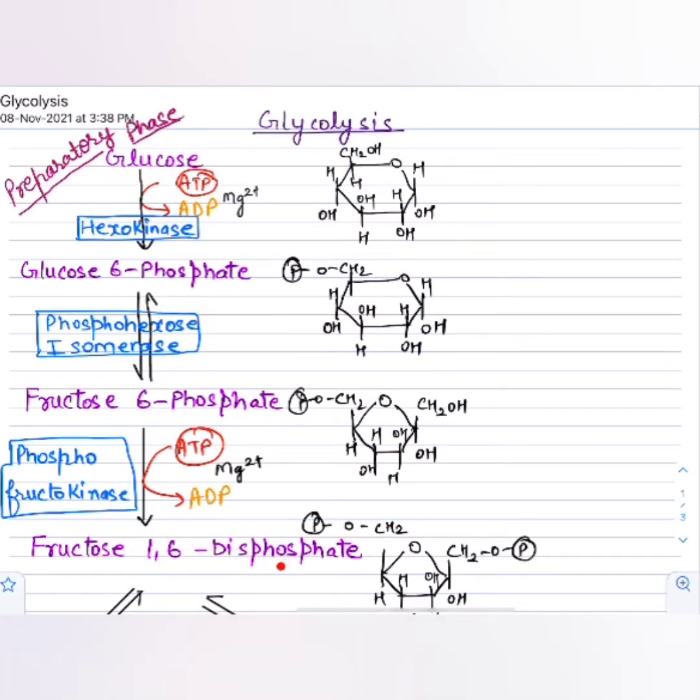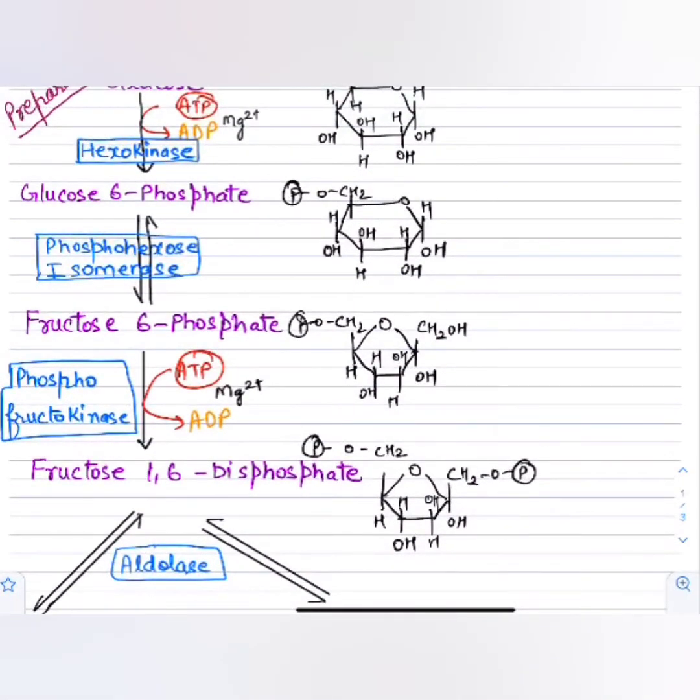The third step, fructose 6-phosphate converts to fructose 1,6-bisphosphate. Again, a kinase enzyme catalyzes this reaction called phosphofructokinase. This enzyme also borrows phosphate group from ATP and donates it to fructose 6-phosphate so that it can become fructose 1,6-bisphosphate. And Mg2+ is the cofactor which is utilized in both the reactions.